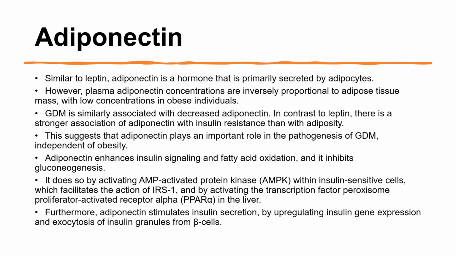Now, adiponectin enhances insulin signaling and fatty acid oxidation, and it inhibits gluconeogenesis. It does so by activating AMP-activated protein kinase, or AMPK, within insulin-sensitive cells, which facilitates the action of IRS1, and by activating the transcription factor peroxisome proliferator activated receptor alpha, or PPAR alpha, in the liver. Furthermore, adiponectin stimulates insulin secretion by upregulating insulin gene expression and exocytosis of insulin granules from beta cells.